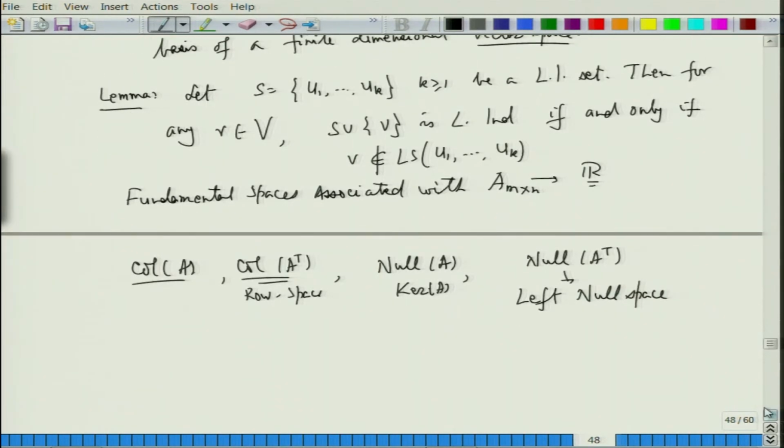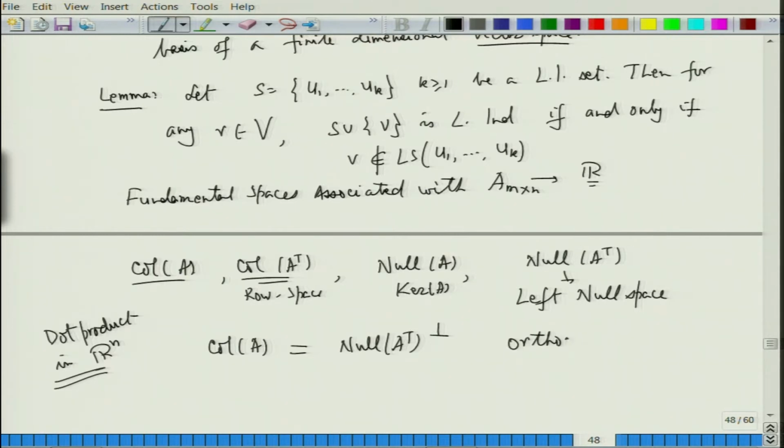Fine. When we were studying this, I didn't define any inner product. We talked about the dot product in Rn, just the generalization of component-wise multiplication and then adding, as it happens for R2 and R3. There we showed that the column space of A and the null space of A transpose are related. And what is the relationship? They are orthogonal to each other. So the notion of orthogonality was there.